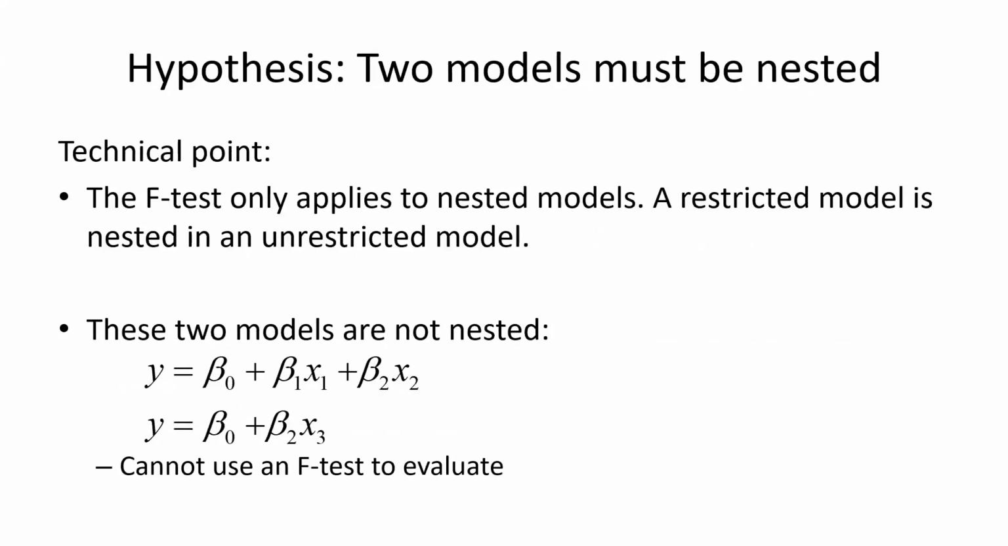To give you an example when this is not the case, here I have two models, one with x1 and x2 and the other with x3. You can still compute the difference in residual sums of squares for these two models, but you can't use an F-test to evaluate whether one is significantly larger than the other.